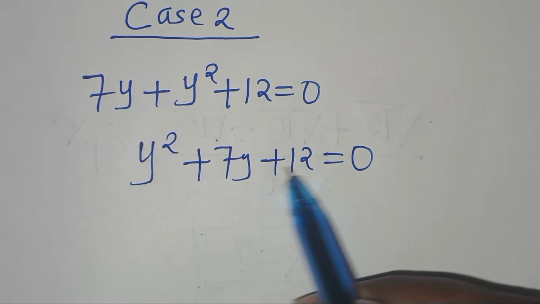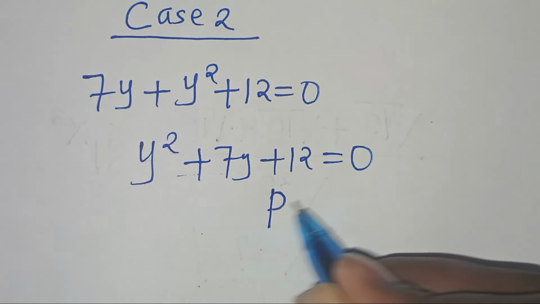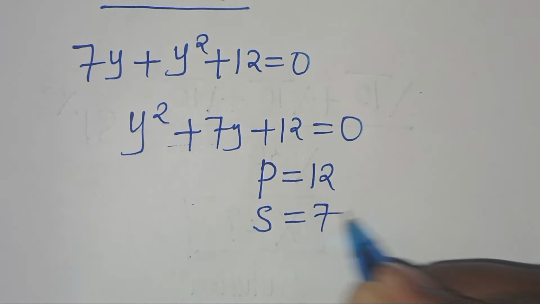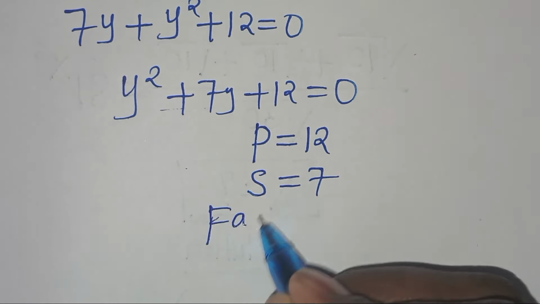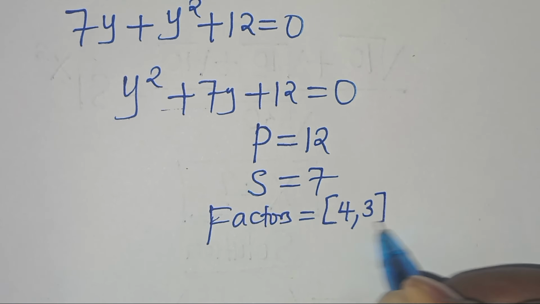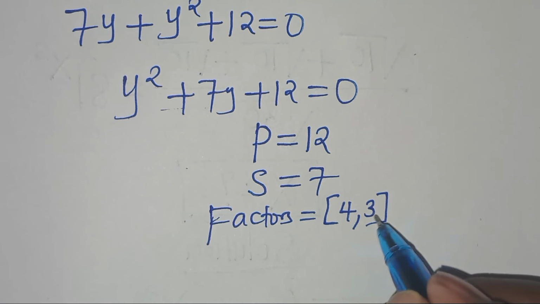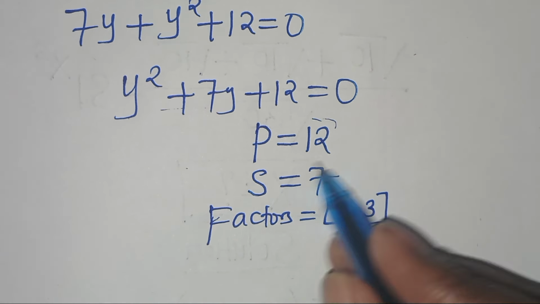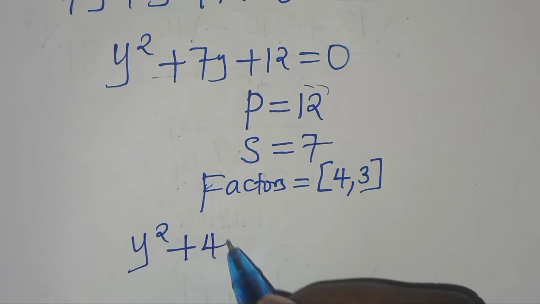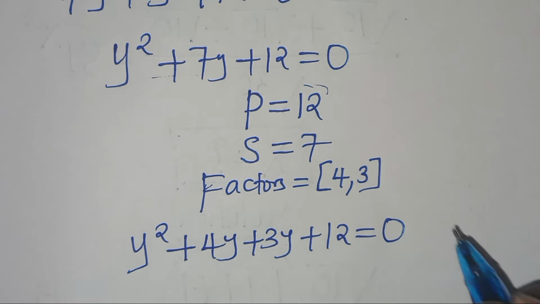Now this is a quadratic equation. We can solve this quadratic equation by the factorization method. We have the product equal to 12, the sum equal to 7. So let's identify two factors such that if we multiply these two factors, we get a value of 12, and if we add these two factors, we get a value of 7. 4 times 3 is 12, then 4 plus 3 is equal to 7. So we have y to the power of 2 plus 4y plus 3y plus 12 equal to 0.